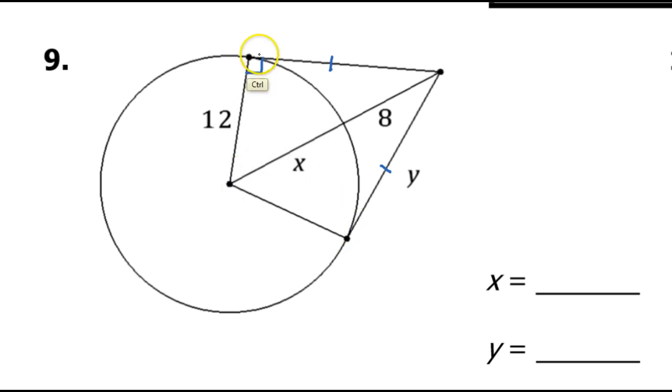So the radius of this circle is 12. But that also means that this radius right here is also 12. All right, this length is also 12 because it's also a radius. So right away that tells me that X is 12. Before we even begin, I know that X is 12.